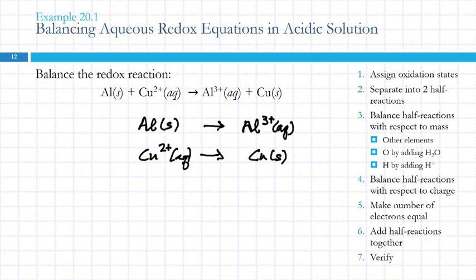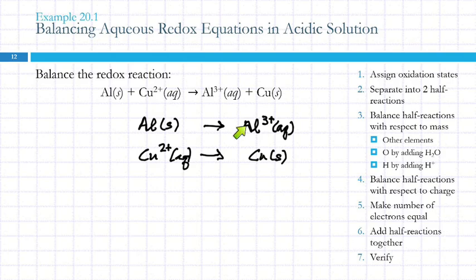So we're going to look at balancing with respect to mass. This one happens to be already balanced. There's one aluminum and one aluminum, one copper and one copper. No oxygens, no hydrogens, so we don't have to mess with that. Now we balance with respect to charge. On this side, we have 0 charge. On that side, we have +3 charge. We need them to be the same, and all we can do is add electrons to one side or the other.